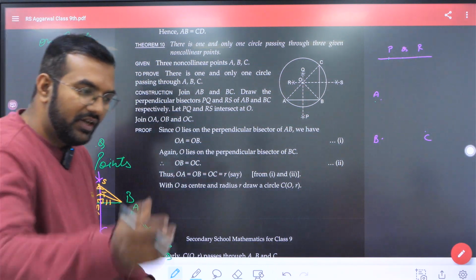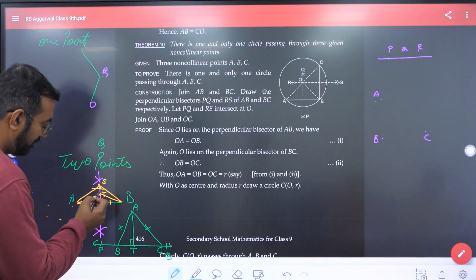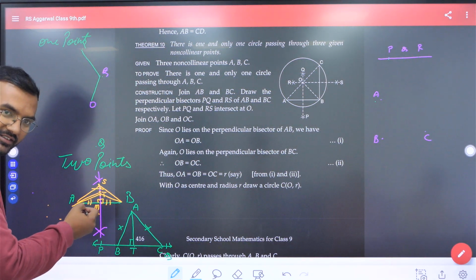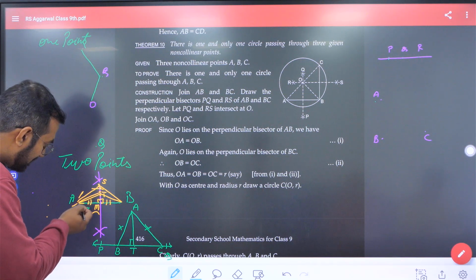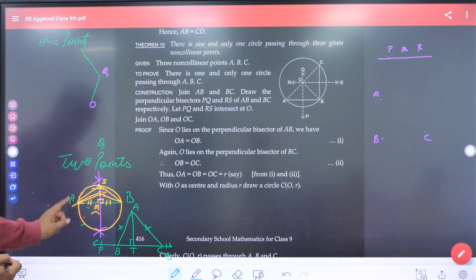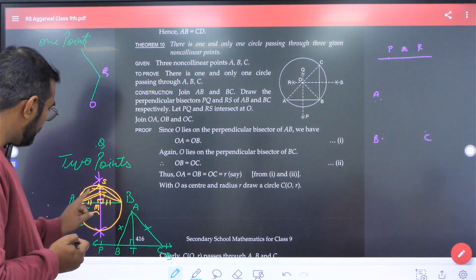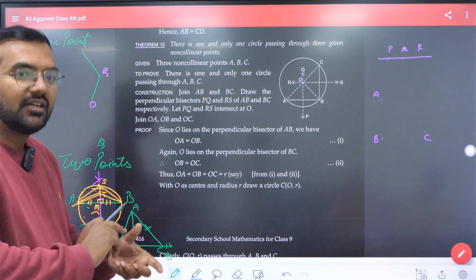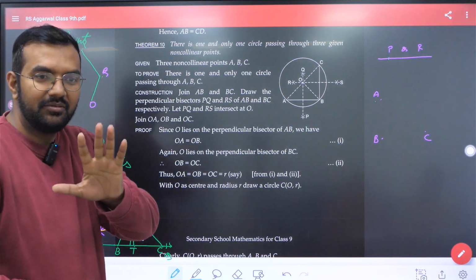So you can draw infinite circles. Suppose you take a center here. You take T as the center and TA as the radius. When you draw a circle, that will pass through A as well as through B. Why? Because AT is equal to BT. So that circle will pass through A as well as B. Are you getting my point?